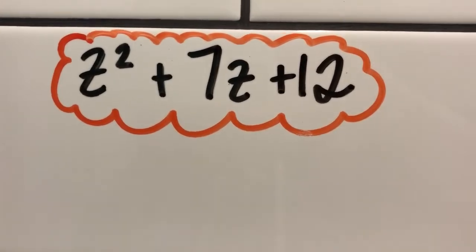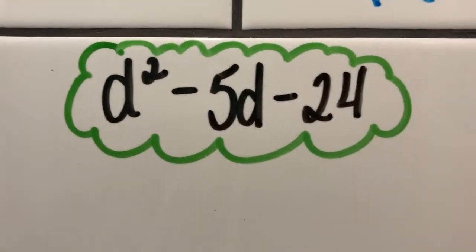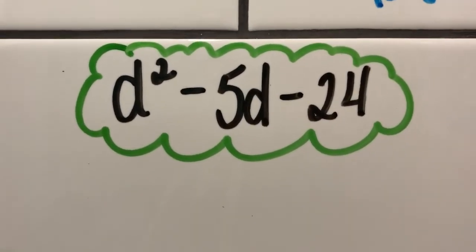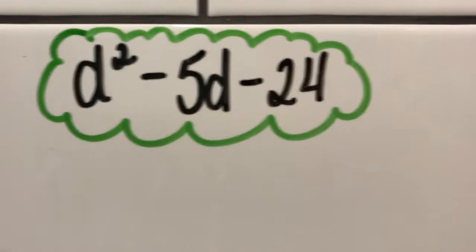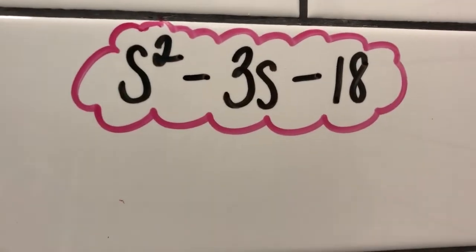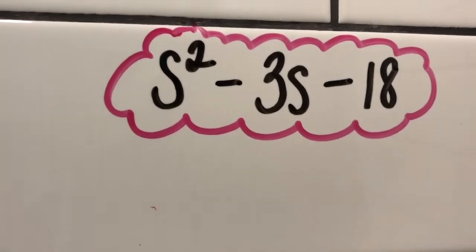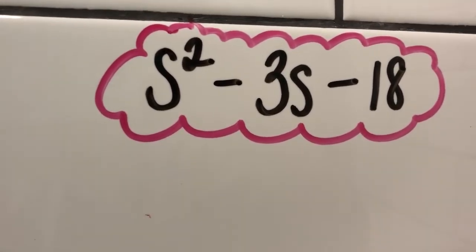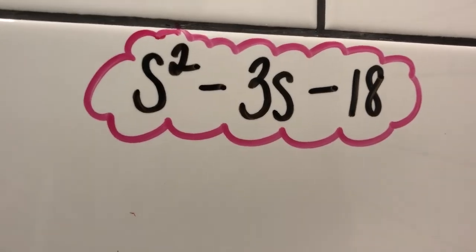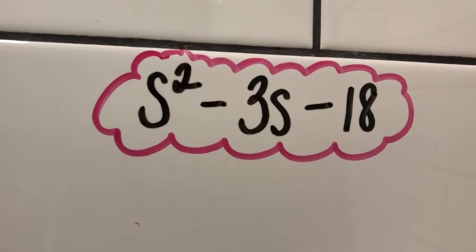I have z squared plus 7z plus 12. D squared minus 5d minus 24. And s squared minus 3s minus 18. So at this point, guys, I want you to pause, try a few on your own, make sure you got a hold of what's going on, make sure you have your negatives in the right spot. So pause now and try those, and I'm going to show the answers up now.